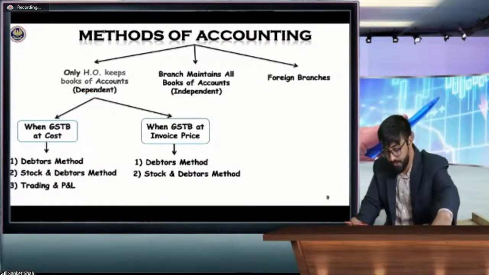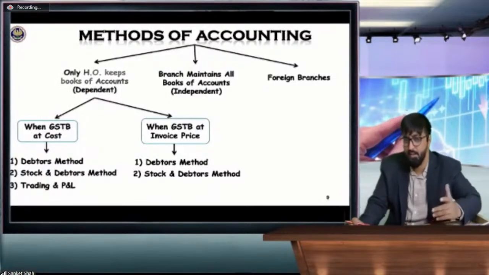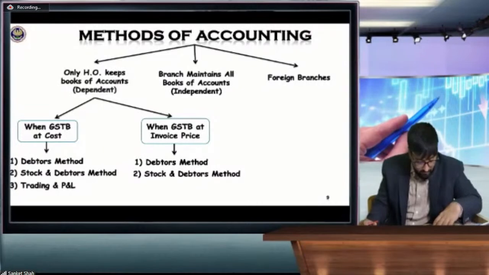Sir, debtors method, stock and debtors method, and trading and P&L method. So you can see here, you have written all this. Profit will be same when goods are sent to branch at cost and when goods are sent to branch at invoice price. Debtors method, stock and debtors method, trading and P&L method, and debtors method and stock and debtors method. So there are 3 methods in case of cost and 2 methods in case of invoice price.